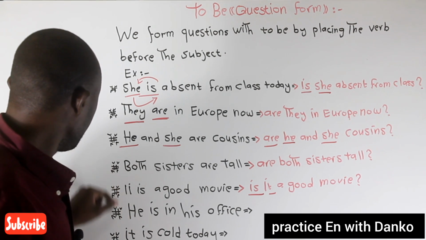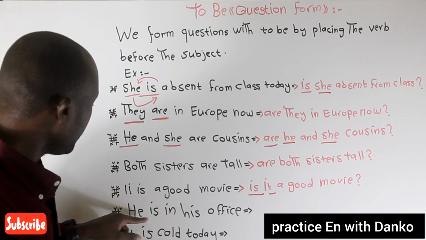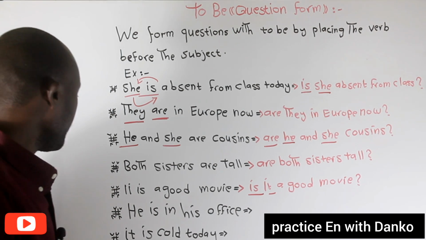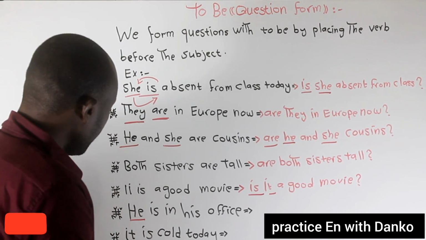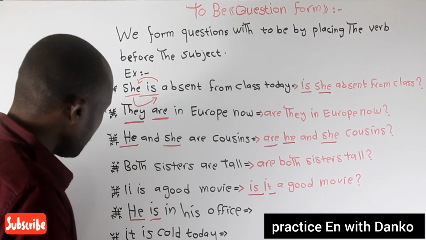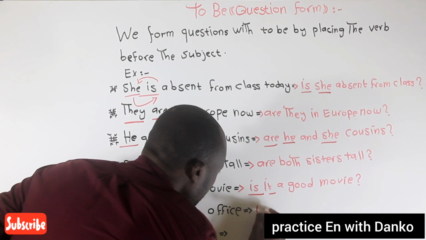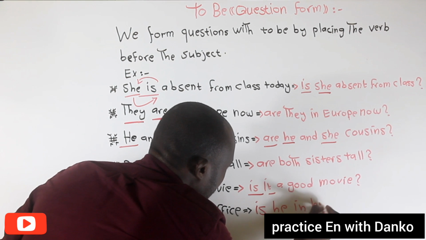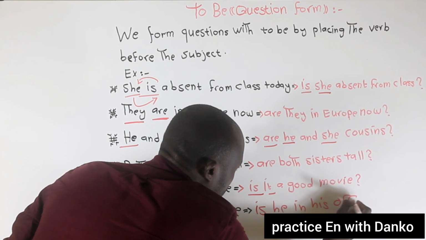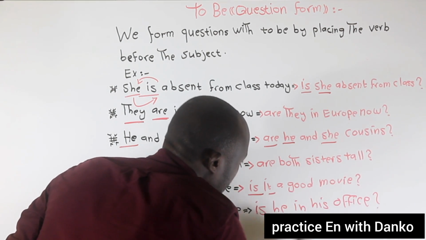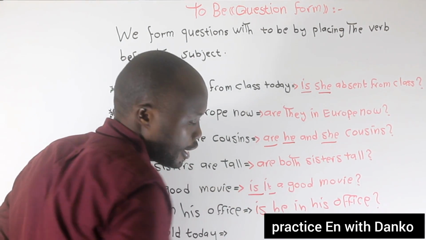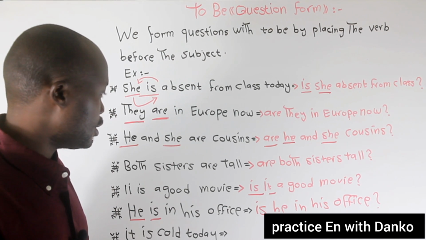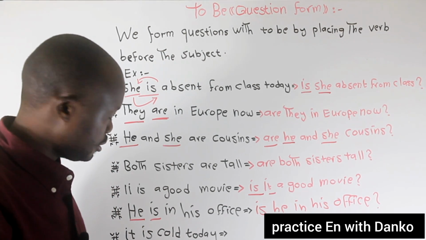Here we have number six. He is in his office. For example, Mr. Kazi. "He" is the subject and "is" is the verb. The question becomes: is he in his office? If you want to ask about Mr. Kazi, you say: is he in his office? If the answer is yes, it becomes yes, he is in his office, or no, he is not in his office.